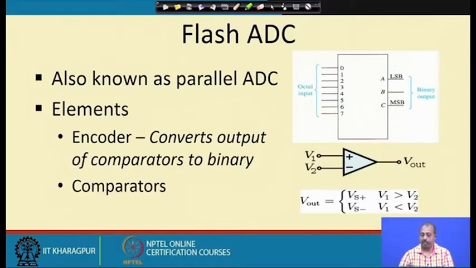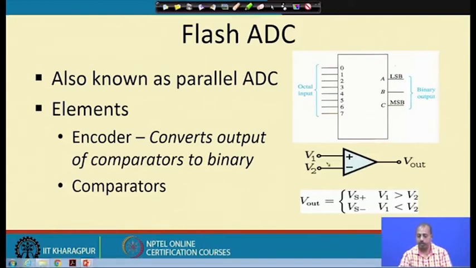Any comparator is like this. If this is a comparator circuit, you see V1 and V2, these two are inputs to the comparator, and it has Vs plus and Vs minus as the supply voltages. This is V saturation plus and V saturation minus. If V1 is greater than V2, then V out is equal to Vs plus. If V1 is less than V2, then V out is equal to Vs minus. That is, this is basically logic high and this is logic low.